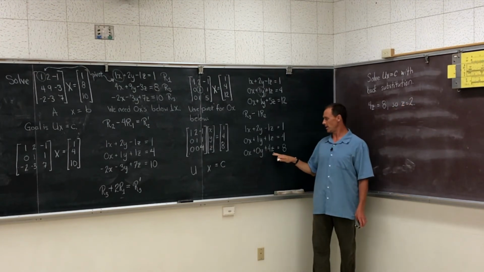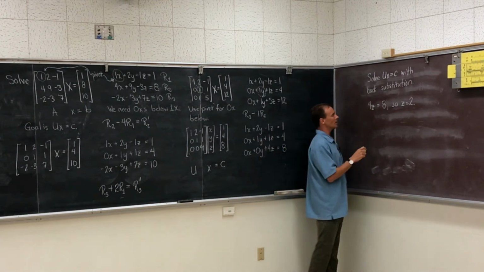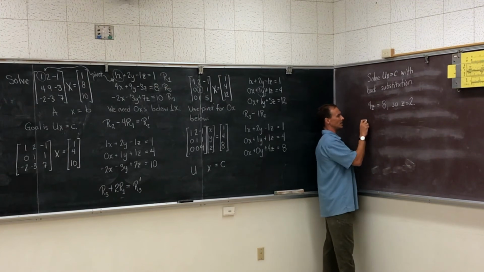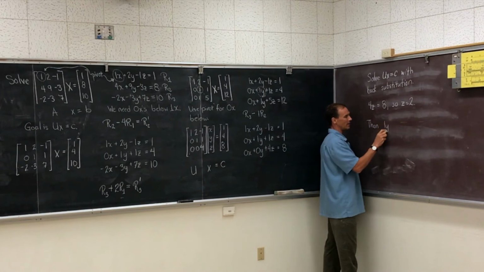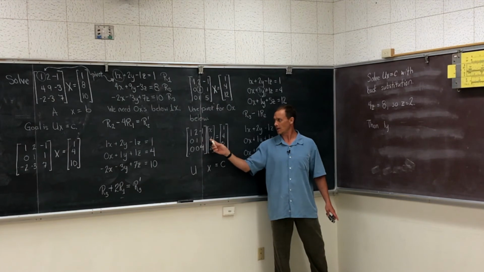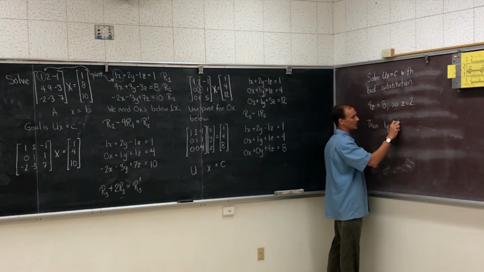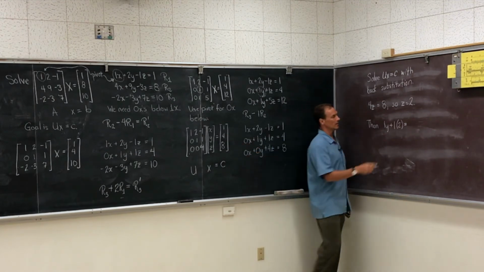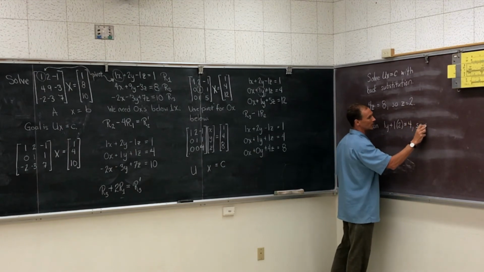Now that we know z, we can solve the second row because only one variable remains. So then what do we get? Then we have 1y plus 1z. This is 1y, because we have 0 x's. We have 1y plus 1z, so plus 1 times z, but z is 2. And that has to equal 4. Oh, well, that's easy. So y is 2.